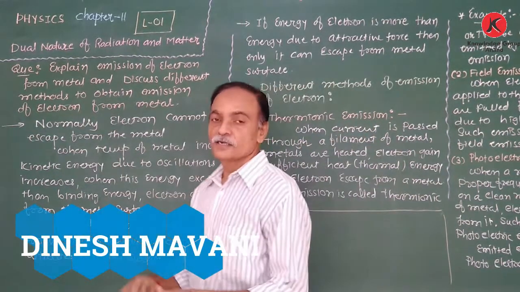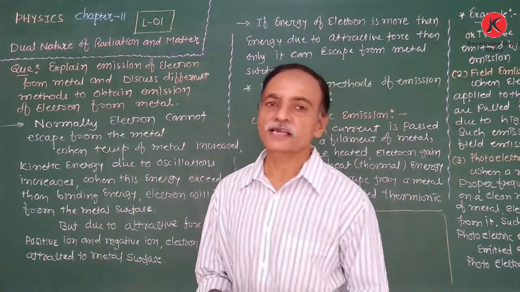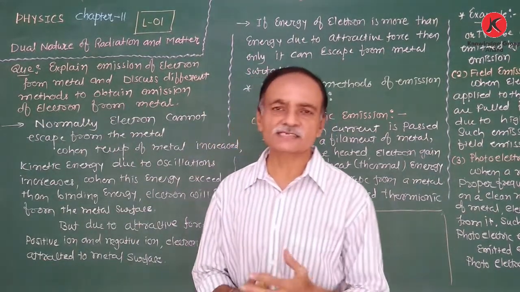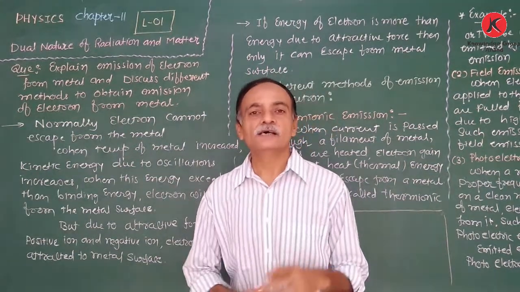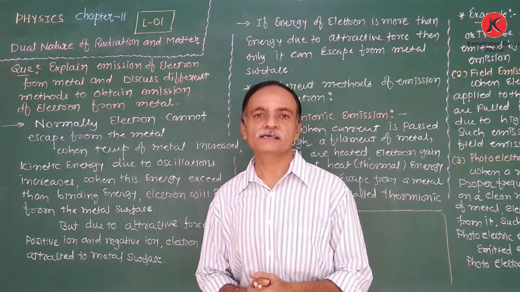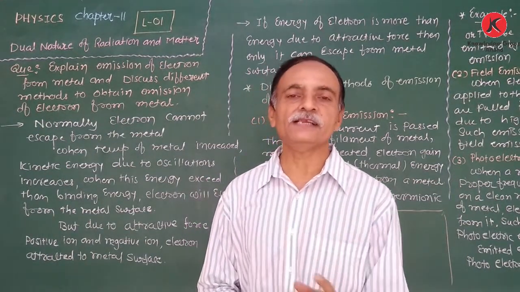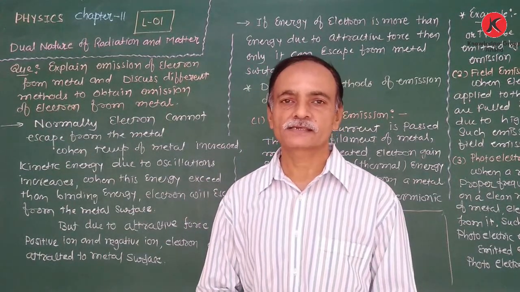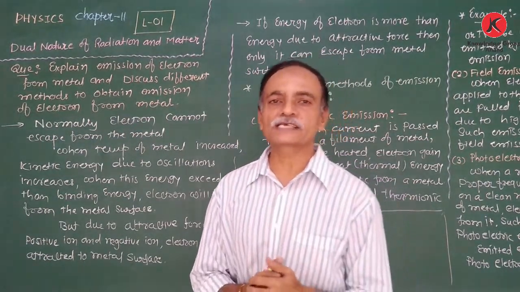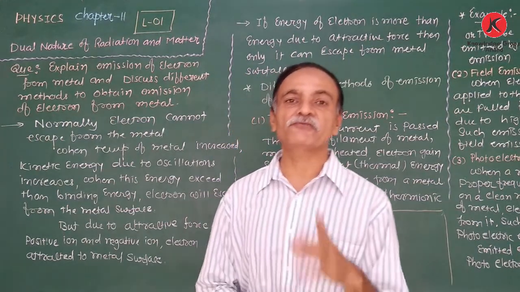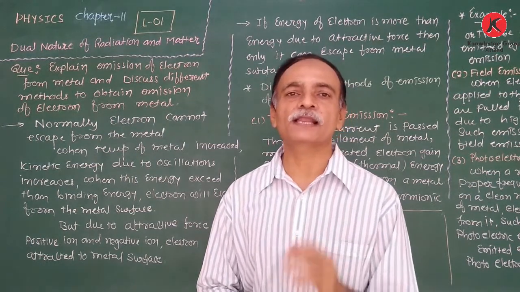Good morning, friends. Today we are going to discuss chapter 11, dual nature of radiation and matter. Already we discussed ray optics and wave optics. In ray optics we discussed the reflection and refraction of light. These two phenomena represent the particle nature of light. And in wave optics, we discussed interference and diffraction. These two phenomena represent the wave nature of light.